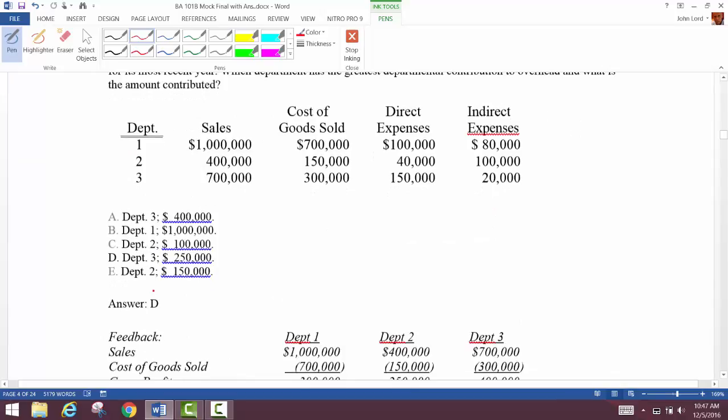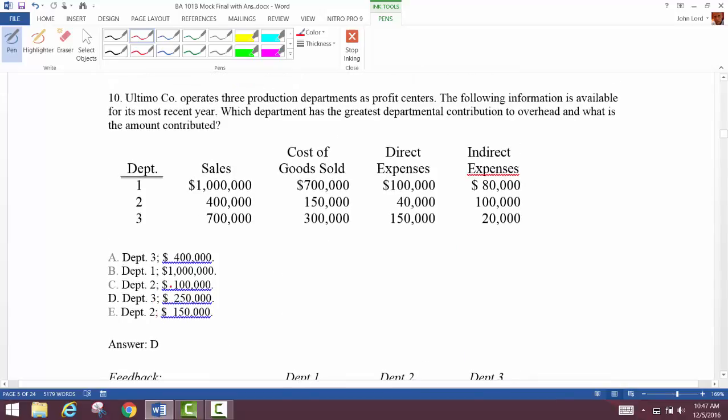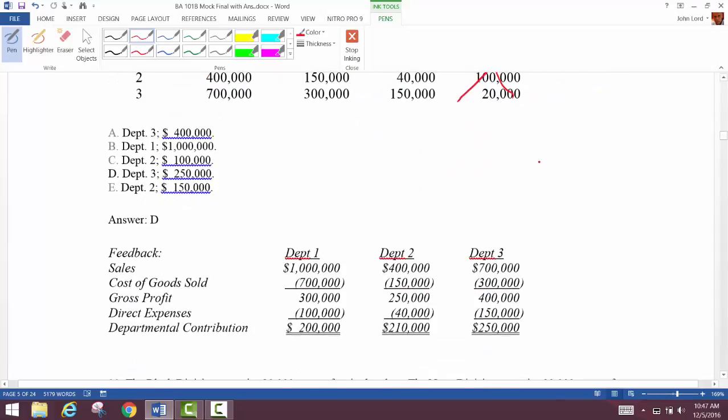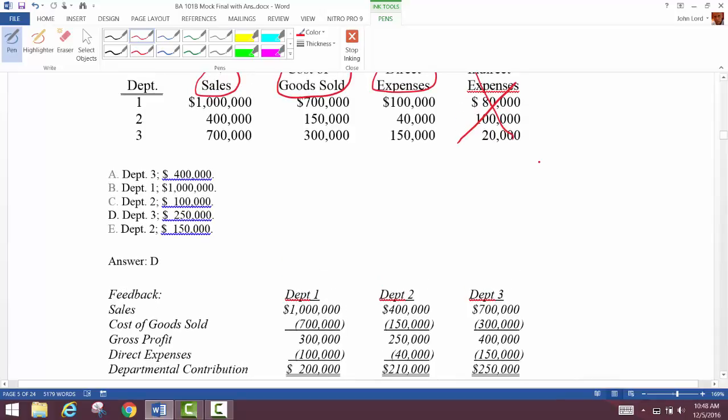Okay. All right. Let's take a look at number 10. They are asking us which department has the greatest contribution to overhead. Our trick is going to be to pick up the unavoidable cost for each one of these, the direct cost only. So we'll have sales. How about cost of goods sold? Cost of goods sold. How about direct expenses? Yes, we'll pick up direct expenses, but we will not pick up these indirect, right? So once you realize that, that's pretty easy.